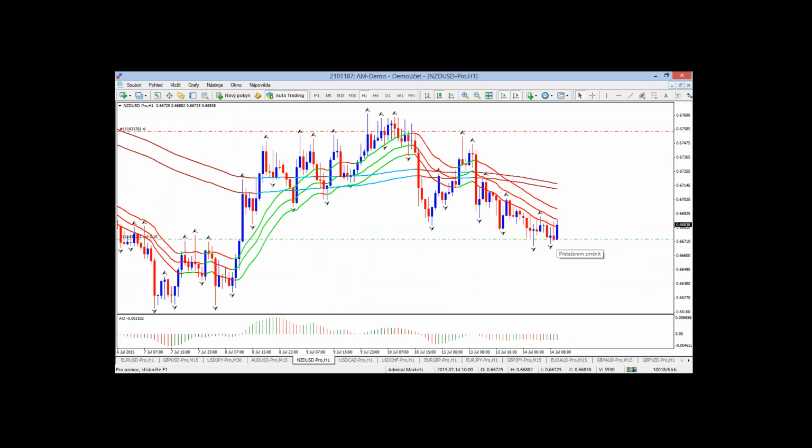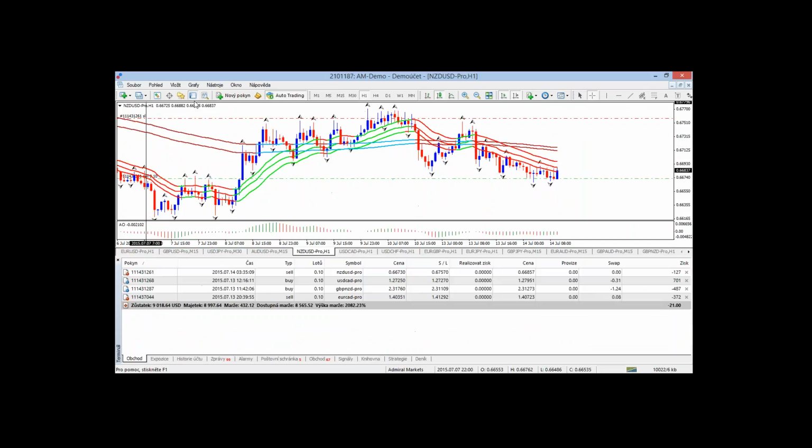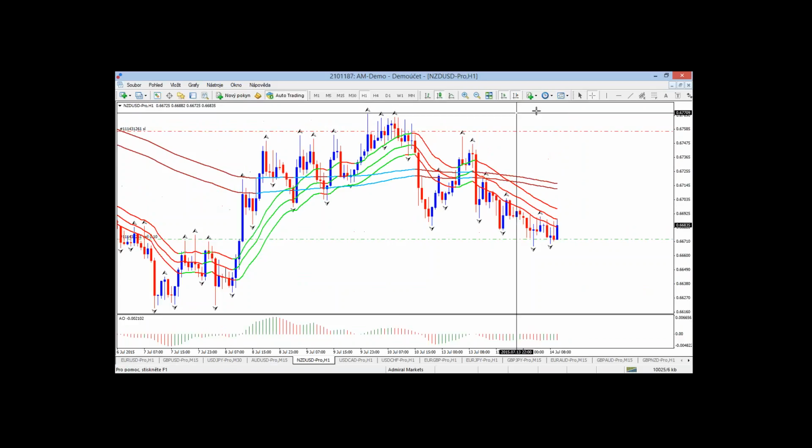Actually, that was my exit. I missed my exit, actually, upon the candle close here, 54 minutes ago. So probably would just tighten it instead.